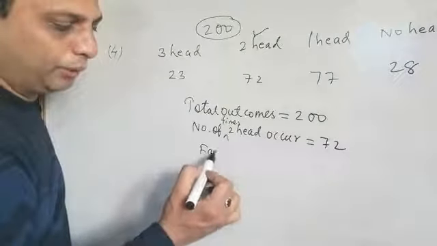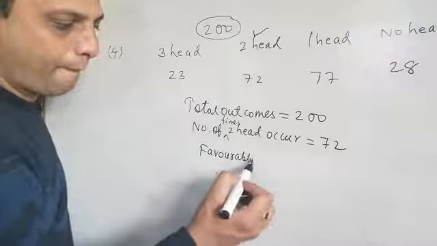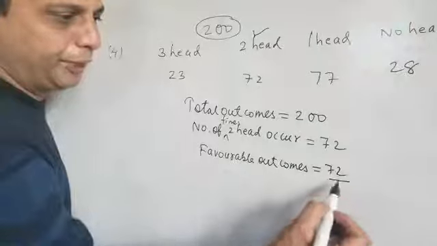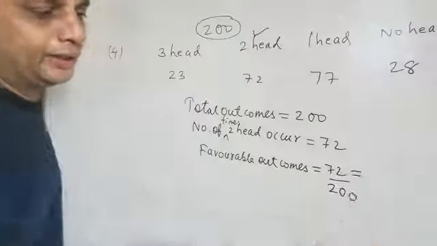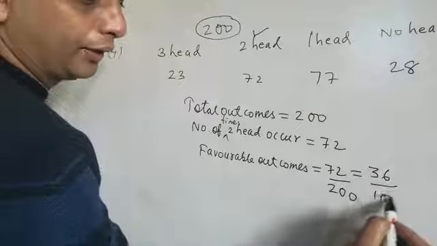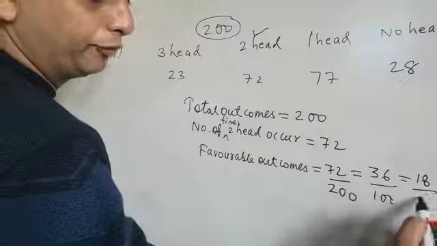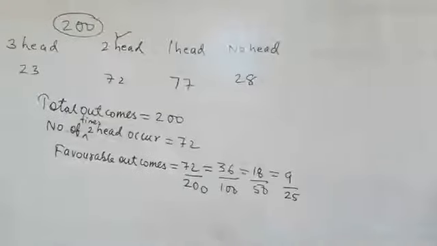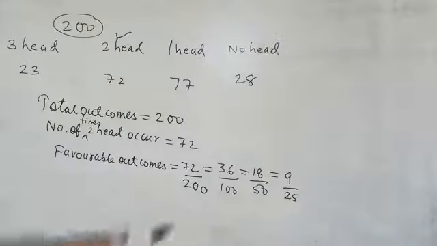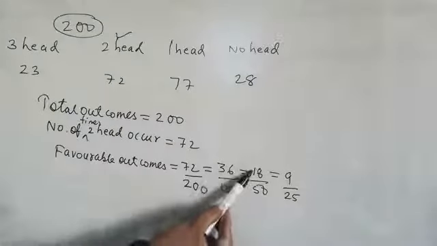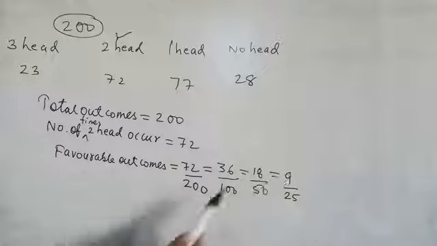So the favorable outcome will be 72 divided by 200. We can cancel with 2, so it will come 36 upon 100. Again on cancellation, 18 upon 50. Again on cancellation, 9 upon 25. So 9 upon 25 is the answer for question number 4.